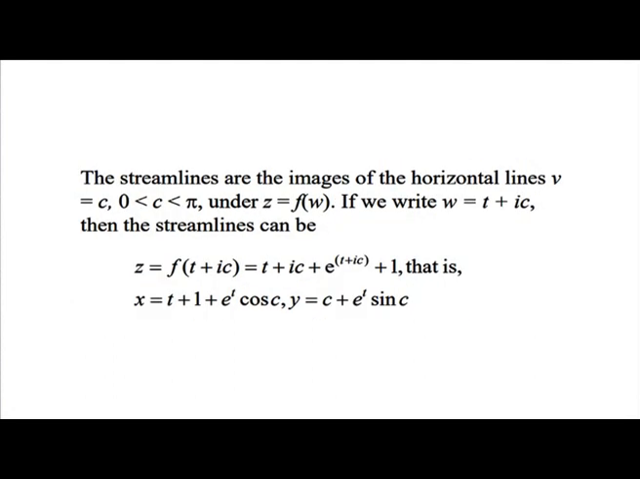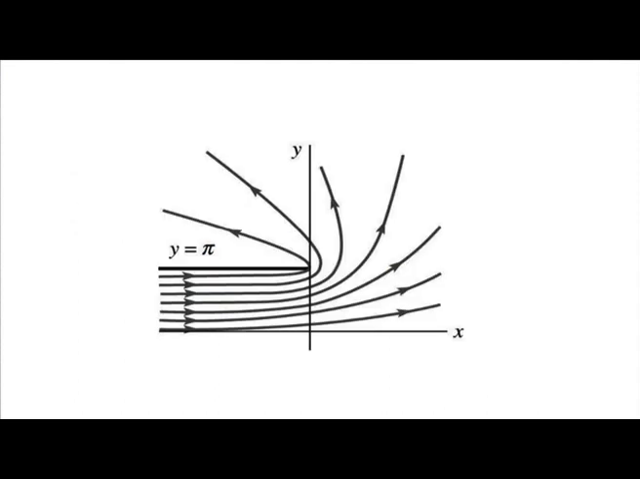The streamlines are the images of the horizontal line v equal to c, where c lies between 0 and pi, under z is equal to f of w. If we write w is equal to t plus ic, then the streamlines can be z equal to f of t plus ic, that is nothing but t plus ic plus e raised to t plus ic plus 1. So, you get your x as t plus 1 plus e raised to t cos c and y as c plus e raised to t sin c. So, you can see it in the next figure.